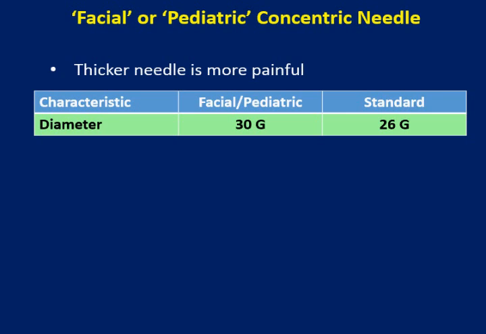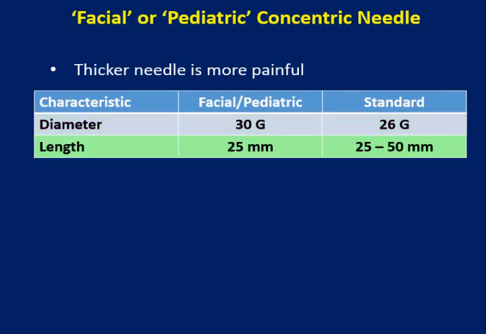This can be confusing. It would be quite tempting to use the facial concentric needle for all needle EMG studies. However, this is not possible. A thin needle can bend easily with forceful movements. Hence, it must have a short length. Typically, the facial or pediatric needles are only 25 mm long. It implies that they cannot reach deeper muscles such as the paraspinals.